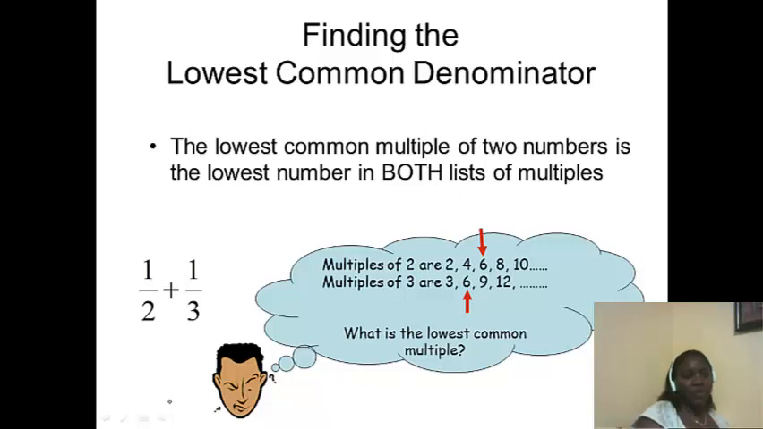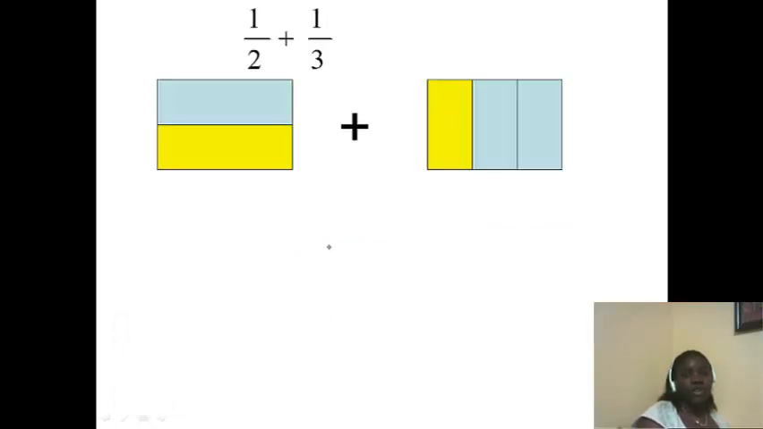Now, another thing I want you to notice is that both 2 and 3 are prime numbers. Whenever you have two prime numbers, all you have to do is multiply them. So 2 times 3, we know it's going to be 6 because those two are prime numbers. Okay, so let's go ahead and model this.